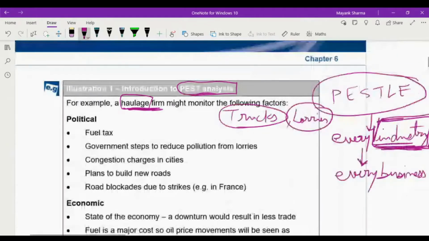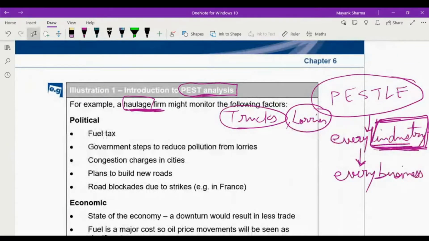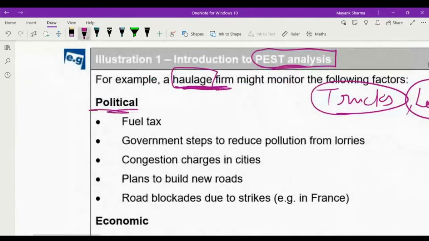So this haulage firm wants to understand how the external environment is impacting it. So we'll try to understand it. First of all, we'll take political and legal environment as a factor impacting a haulage firm. So when it comes to political and legal environment, it includes all the things which are associated with laws or which are associated with politics of a country or a region. Okay, so fuel taxes.